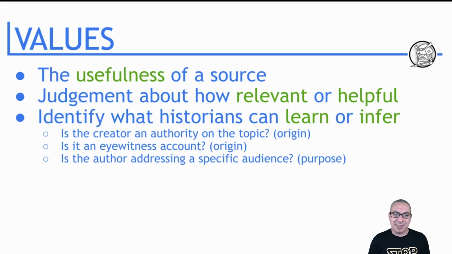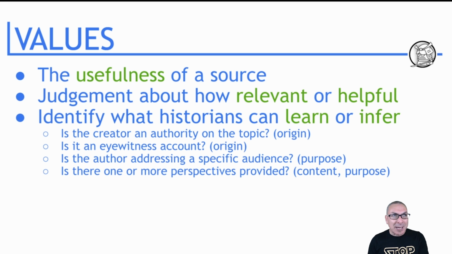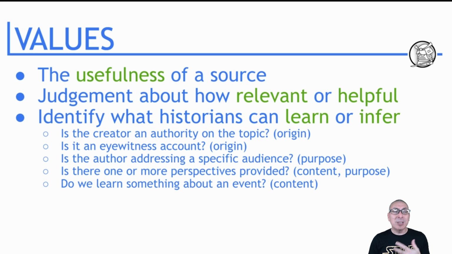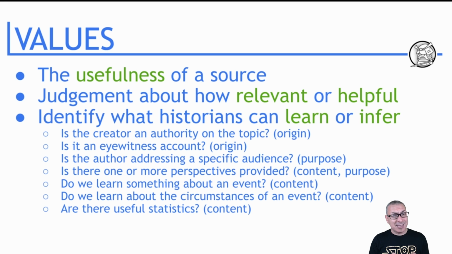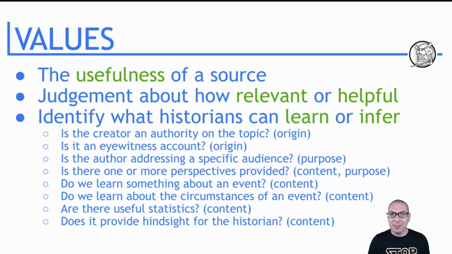Is the author addressing a specific audience? That's a value of the purpose. Is there some perspective, one or more perspective? That's content and purpose being given to you. Do we learn something about the event from the content? Do we learn about the circumstances, why an event kind of happened or what was going on around the specific event? Are there statistics that might be useful? That's a value of the content, though we have to be careful. And does it provide hindsight? Was the content created years and years after an event where the historian had more sources to use?